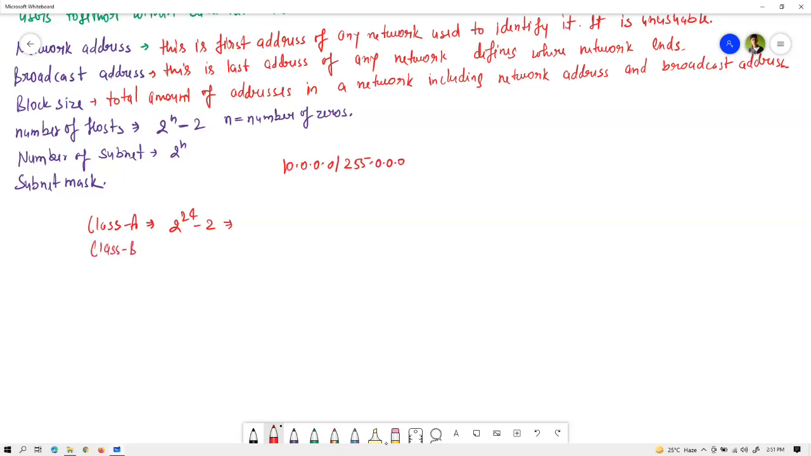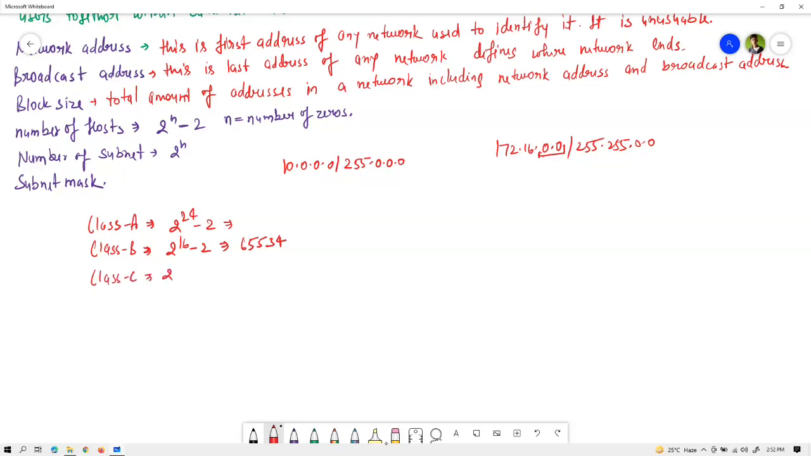For class B, it will be 2 to the power 16. If you take any network address of class B and its subnet mask is 255.255.0.0, it means these two octets are available, and I told you in one octet we have 8 bits, right? In one octet we have 8 bits, and here 2 octets are available. It means 16 bits are available. So when you are going to find out number of hosts, you will put this number of bits here, number of zeros, 2 to the power 16 minus 2. It will be 65534.